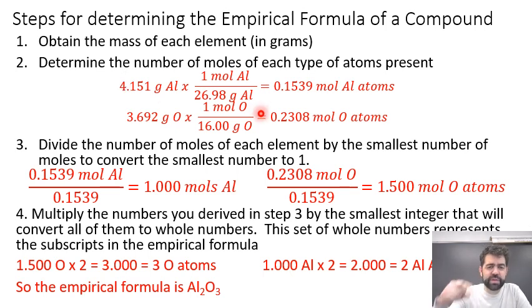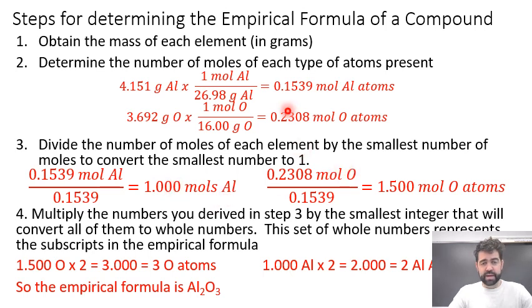After I do that, even though two slides before we converted them into atoms, we don't really need to do that. We can just leave it as moles. And what I did here is I said, okay, divide the number of moles of each element by the smallest number. The smallest of these two numbers right here is this one. So as you can see, I divide that by itself, which gives me 1.